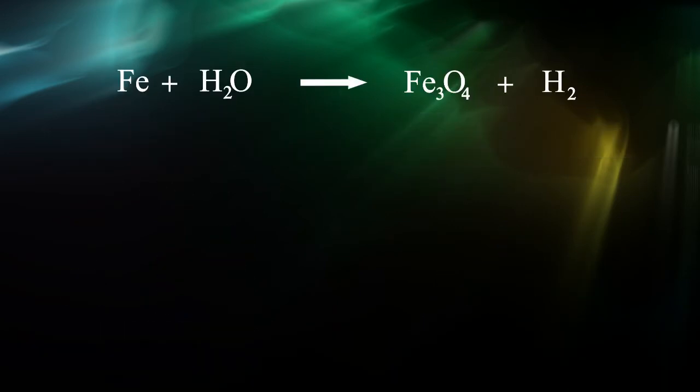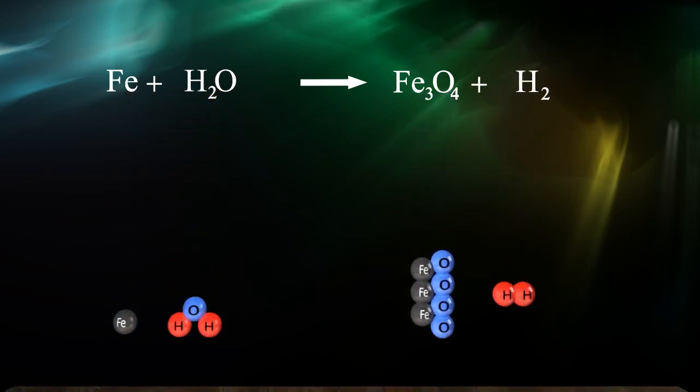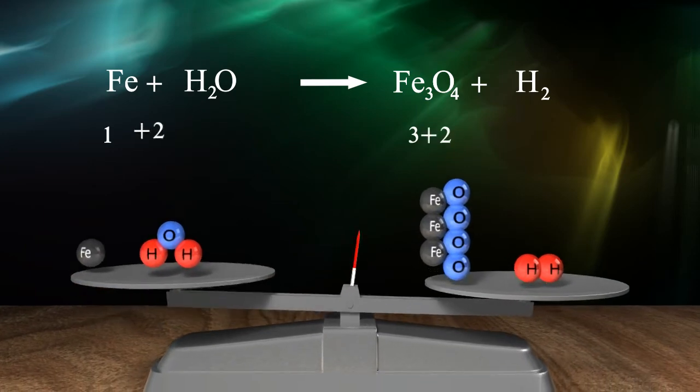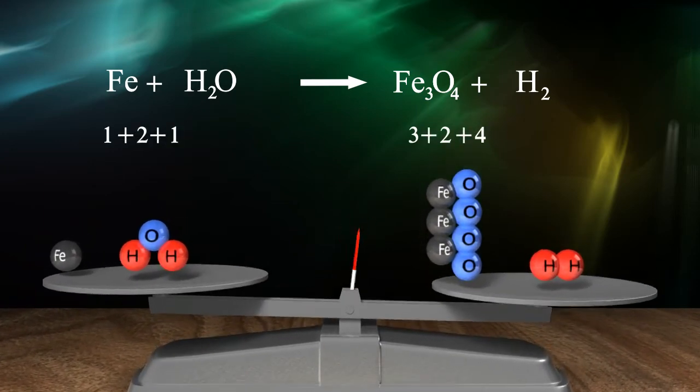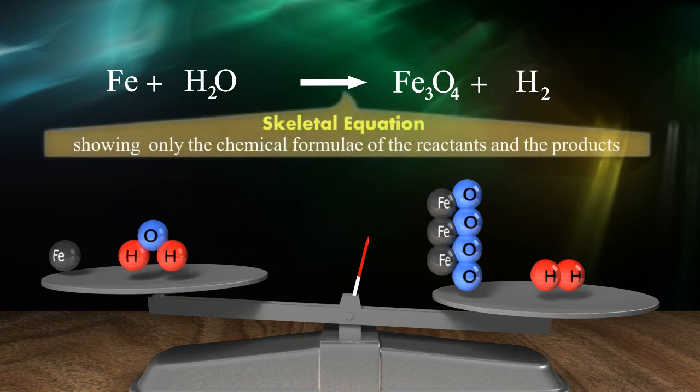But in the chemical equation for the reaction of iron with water that produces Fe3O4 plus H2, the law of conservation is not followed, because the number of atoms for each element on the reactant and the product side are not the same. This equation is not balanced. It is a skeletal equation that shows only the chemical formulas of the reactants and the products.